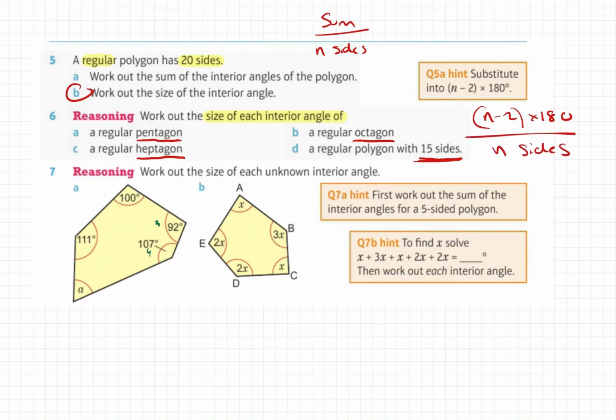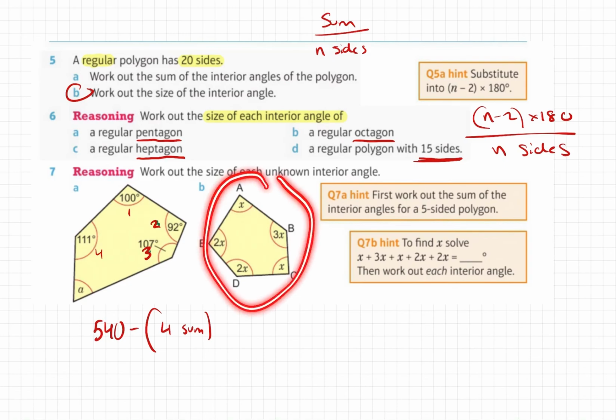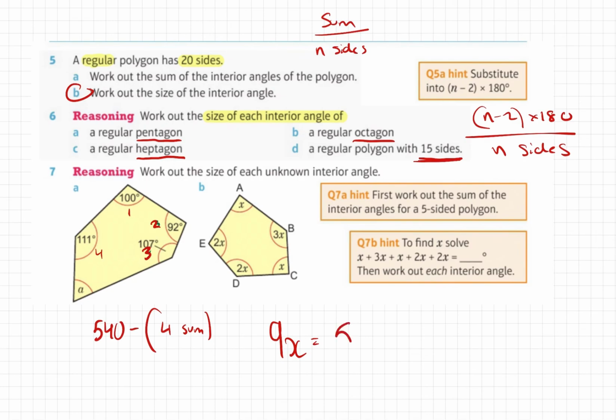And last but not least, we've got 2 five-sided shapes here. That's a tongue twister. Add them all up. So you've got 1, 2, 3, 4, and then the total is 540. Take away the sum of those 4, and that's your answer. And here, don't be too scared with this. So you've got all these angles here. They all add to 9x equals our sum, 540. What's x going to be?